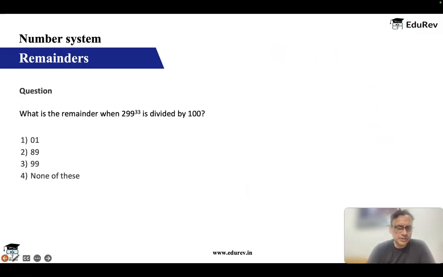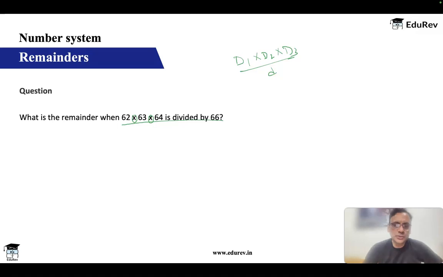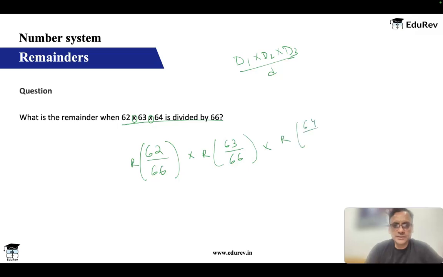Meanwhile, let's solve this question. That means I can divide 62 by 66 separately, whatever is the remainder that I can get. Okay, so the remainder of this I can multiply with the remainder of 63 by 66, and I can multiply with the remainder of 64 by 66. So this will be my answer, because the dividends are getting multiplied, the remainders will also get multiplied. As simple as that.